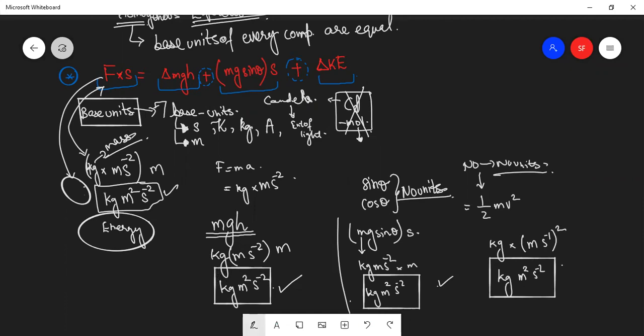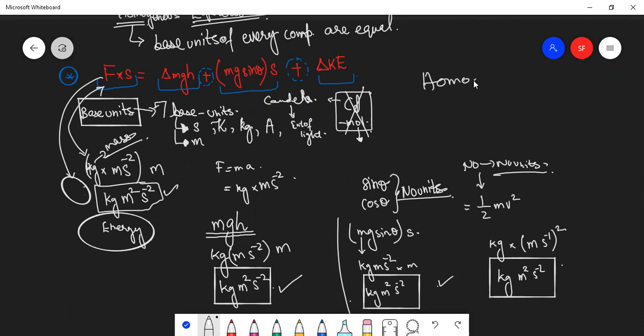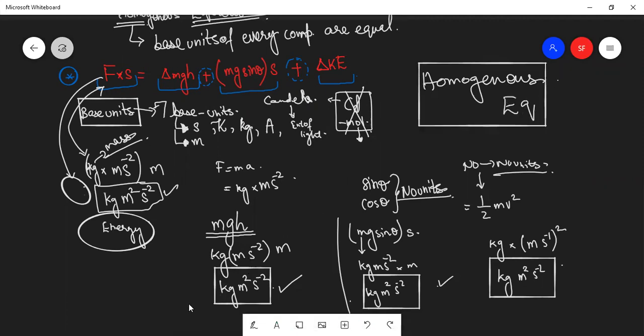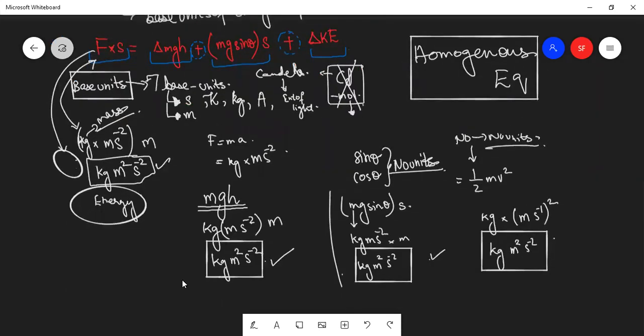For any equation to be mathematically correct, it has to be a homogeneous equation, okay, in physics. Remember that. All the equations that we did in physics are homogeneous equations. If they are not homogeneous, then the equation is not correct, okay?